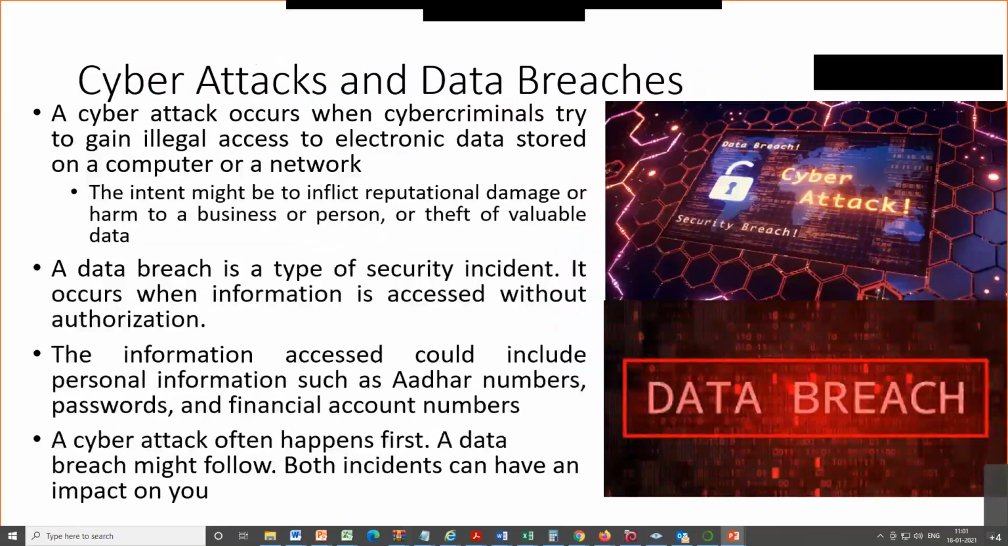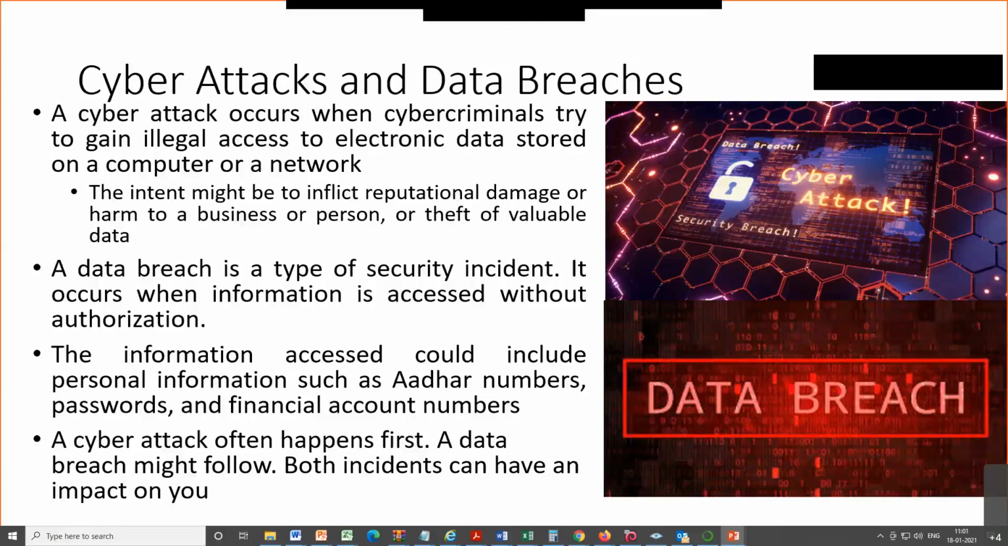So there are a lot of cyber attacks and data breaches happening. A cyber attack occurs when cyber criminals try to gain illegal access to electronic data stored on a computer or network. So what do we mean by attack? An attack is when somebody tries to gain illegal access. Suppose you are hosting a website and you created an authentication mechanism, and without that authentication he is able to access your website, that we can easily call an attack.